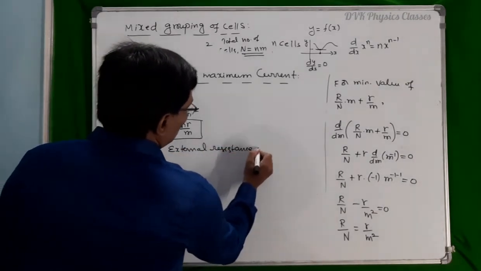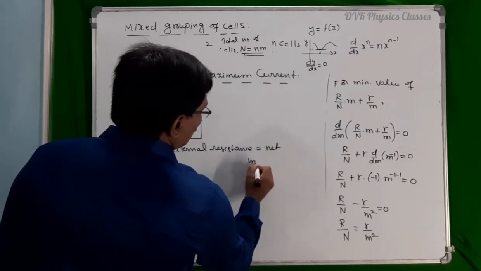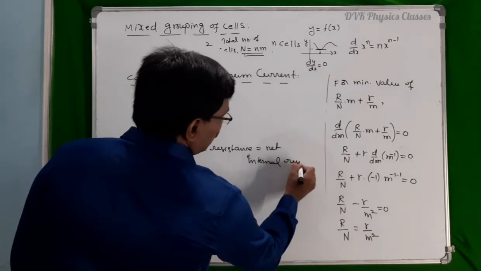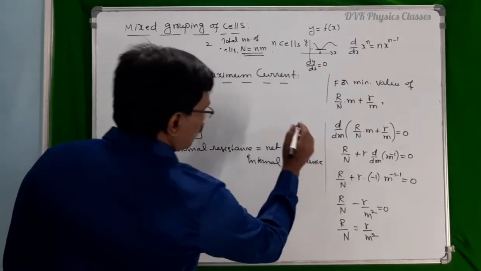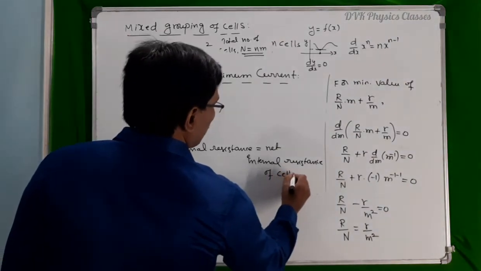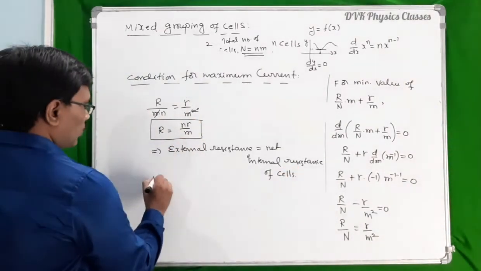External resistance in this circuit must be equal to the net internal resistance. When this condition is satisfied, then maximum current is drawn from the mixed grouping of cells. Now, with this condition, what is the maximum current?